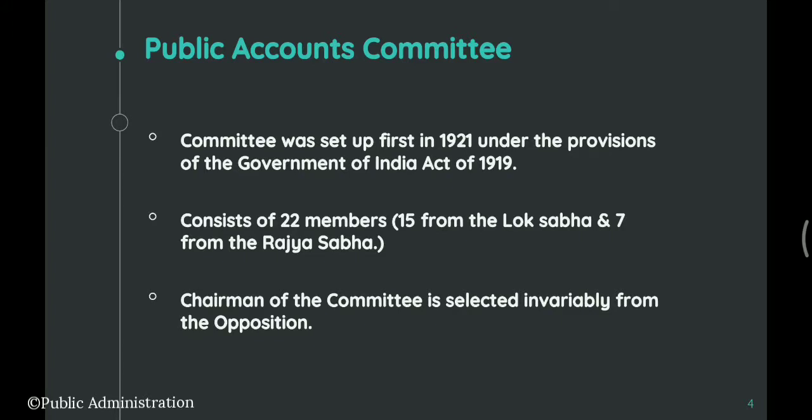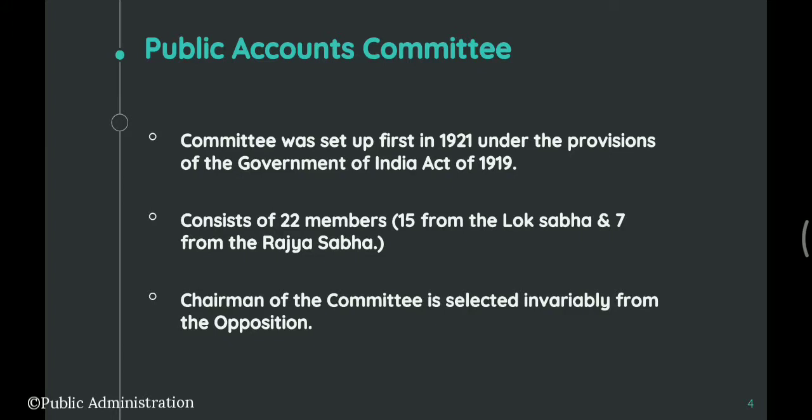This committee was first set up in 1921, mainly under the provisions of the Government of India Act of 1919. In the public accounts committee there are 22 members, 15 from Lok Sabha and 7 from Rajya Sabha. That is the membership of the public accounts committee.